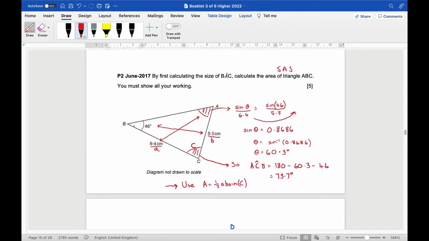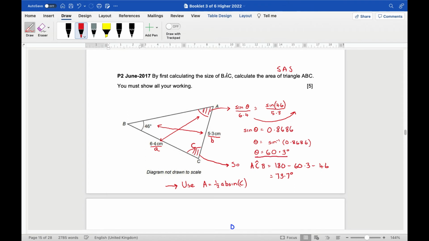sine rule. I've got a complete pair here, 46 with 5.3, and an incomplete pair here with 6.4 and an unknown angle. So if I use the sine rule, putting that angle on the top and dividing it by 6.4 equals sine 46 divided by 5.3. The opposite of dividing by 6.4 is timesing by it. I get that, 0.8686. It's a bit more than that, but I thought 4 decimal places is enough. But then to find that angle, take the sine over sine minus 1, and I get that.